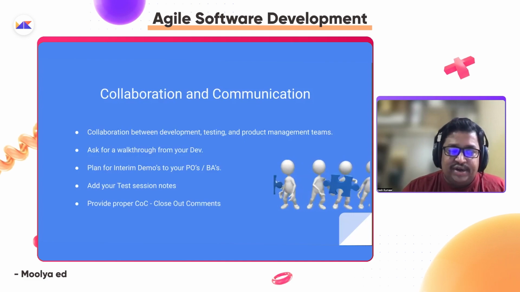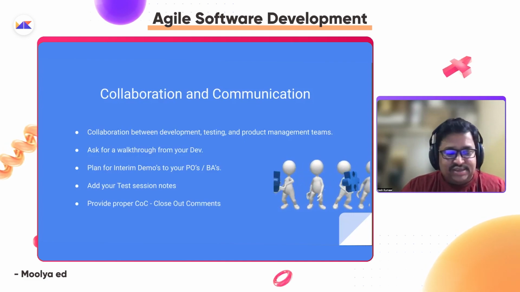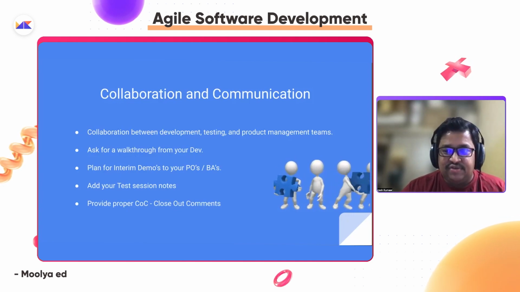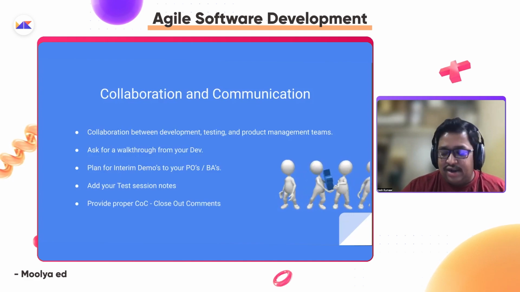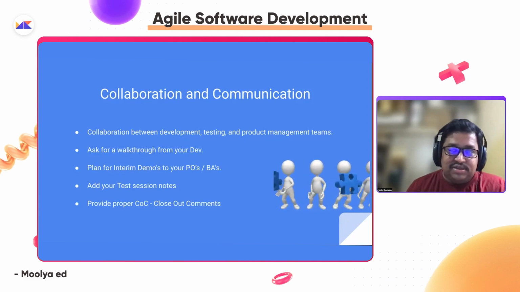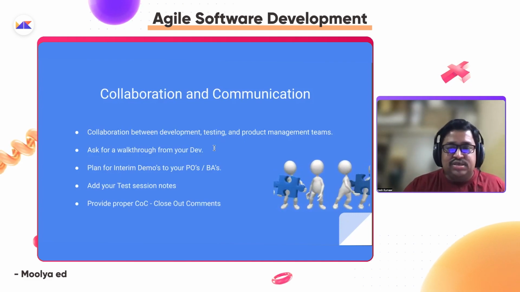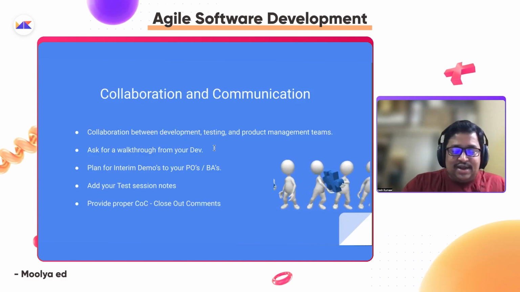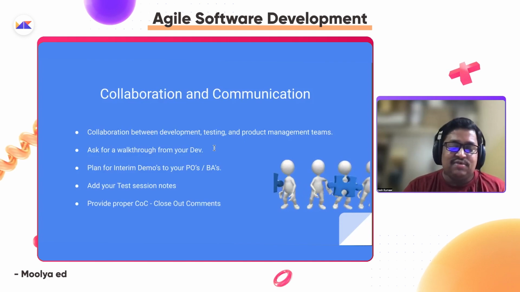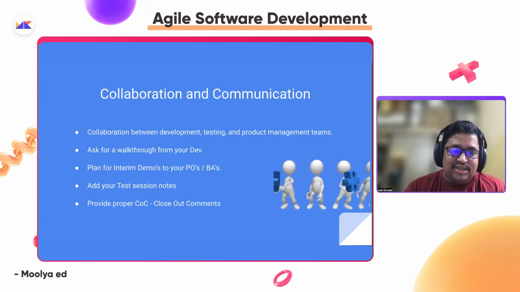And you can plan for interim demos to your POs and BAs. When I say interim demo, for example, say you are testing a user story and you are 50% done with the testing of the user story. At this point, you may have some questions, like, what happens when I test with this particular user persona? What happens when I do this? What happens when I go back 2 times and go forward 1 time? Will the application work, or will the application save the data and load it again for me? So you may have all these questions in between.